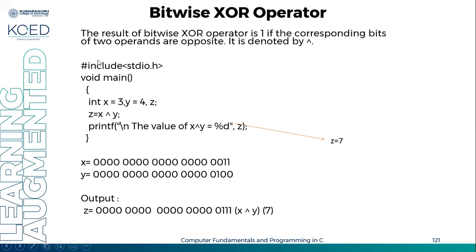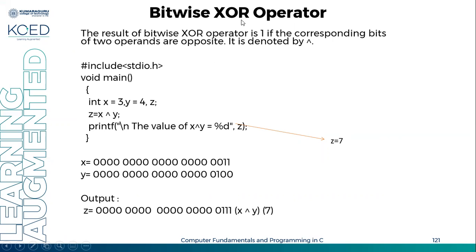So we'll see an example: #include <stdio.h>, void main, integer x equal to 3, y equal to 4, and I declare a variable z, z equal to x ^ y is given. When I'm printing the result, \n the value of x ^ y equal to %d, z. So it will print the string, then the new line character \n. The value of x ^ y equal to the z value will be stored. Z is 7. How does it happen?